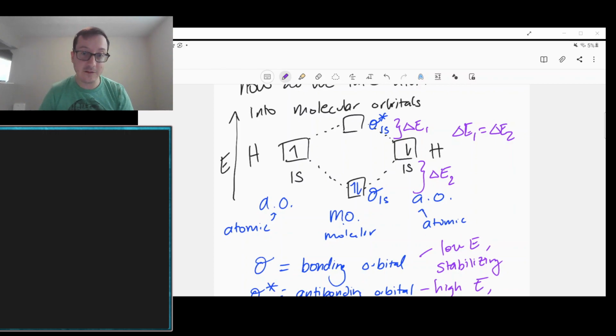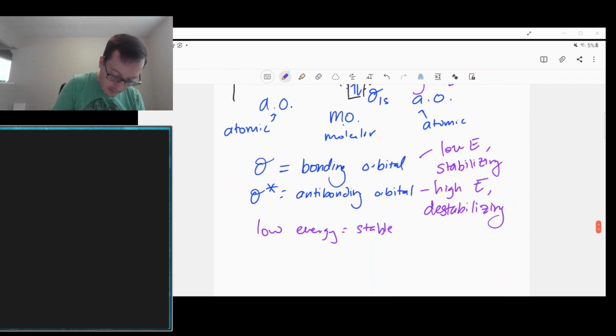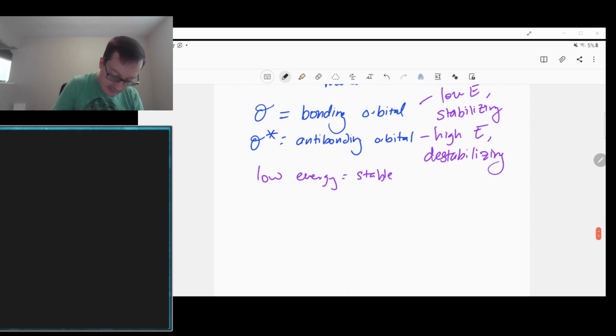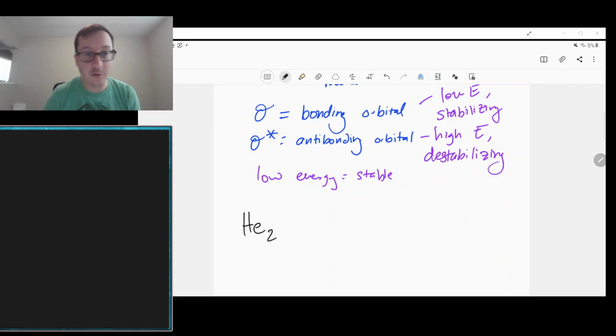And so we're going to see, for example, why H2 exists, because we are able to put both electrons into the sigma 1s bonding orbital. So that happens, and that's a good thing. If we try to make helium 2 plus, not helium 2 plus, let's try to make helium 2. We know noble gases don't bond, but let's take a look at why.